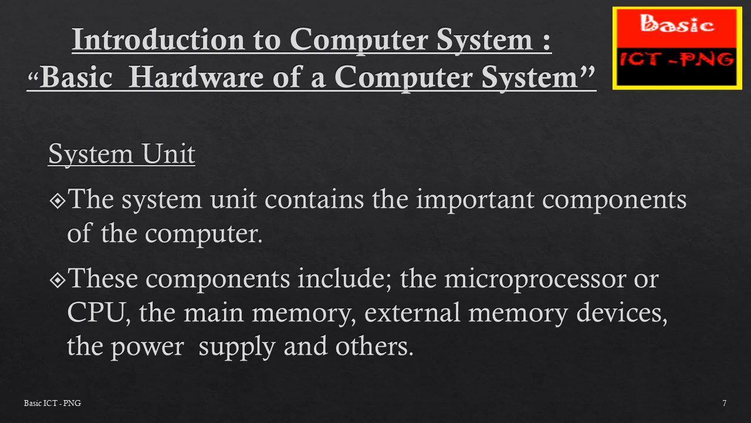Next, let's look at system unit. The system unit contains the important components of the computer. These components include the microprocessor or the CPU, the main memory, external memory devices such as the hard drive, and the power supply, and others.